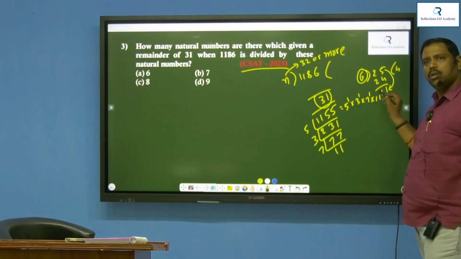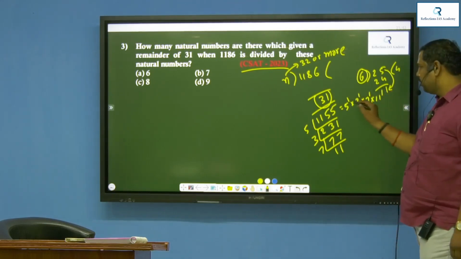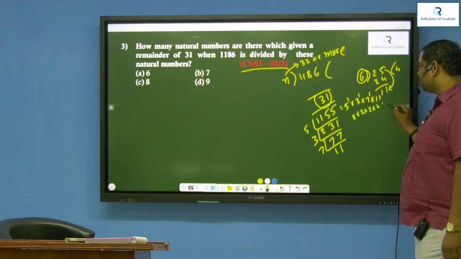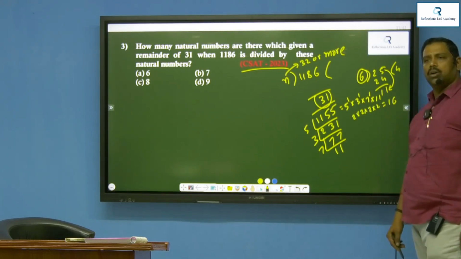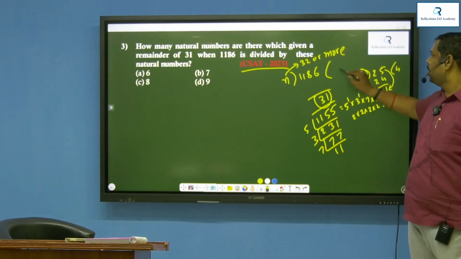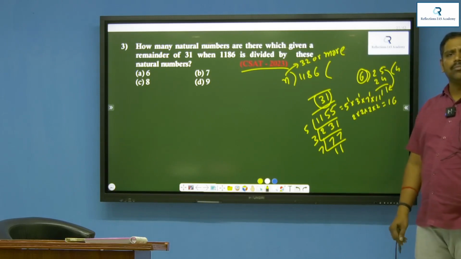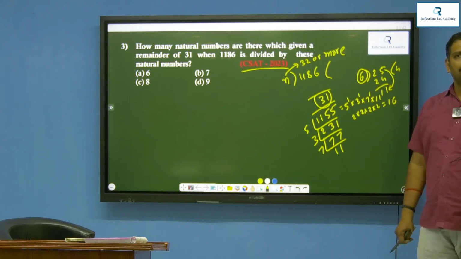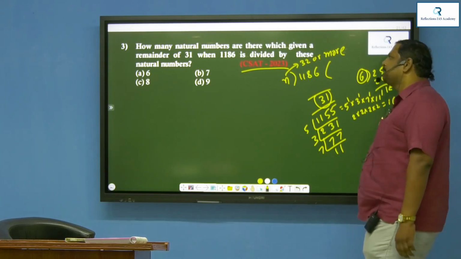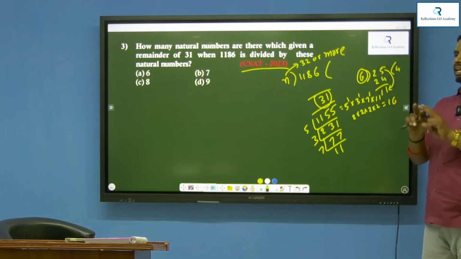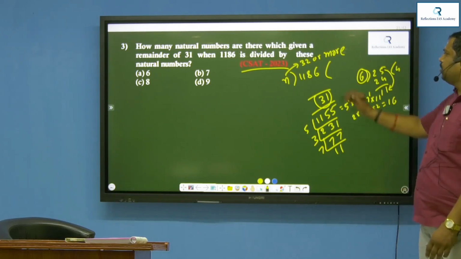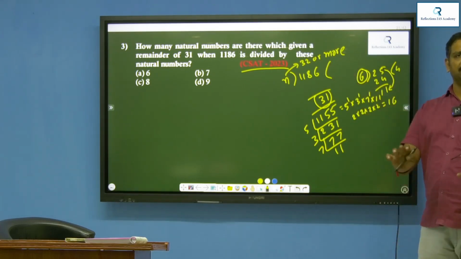What are the total factors that you will get? Plus 1, so 2 into 2 into 2 into 2. So total are 16. But should I count all, or only the numbers which are more than 32 I have to take? I'm asking you, more than 32. Then you have to take combinations of it. Or else go with the square root of 1186, approximate value.